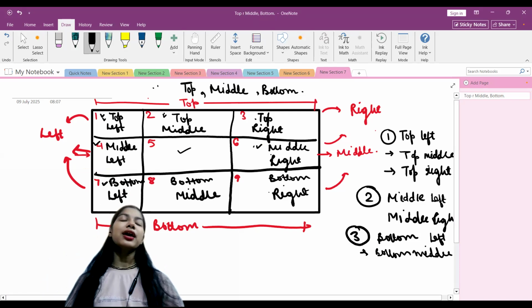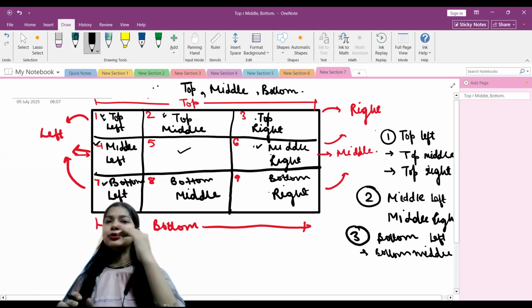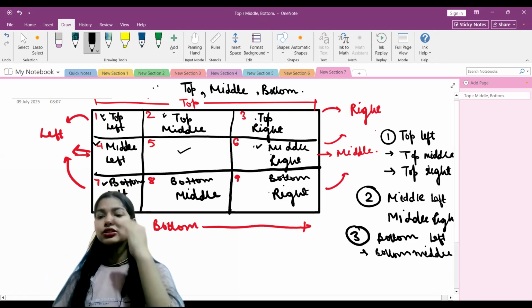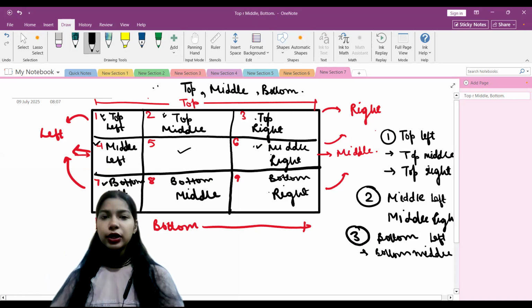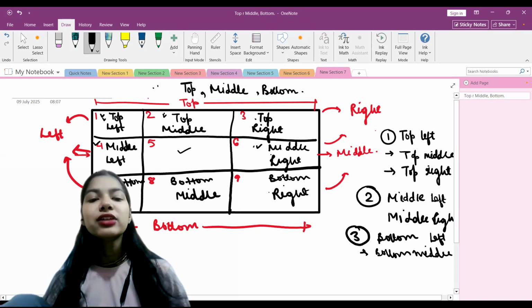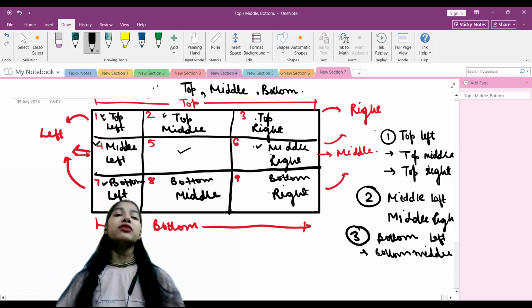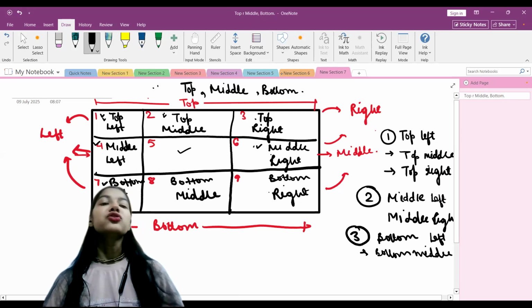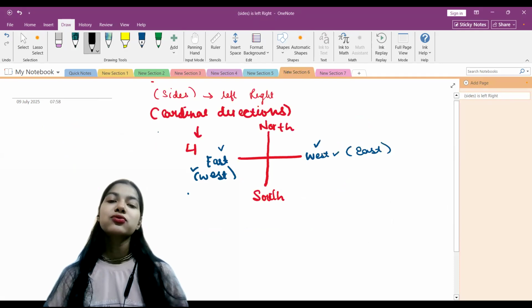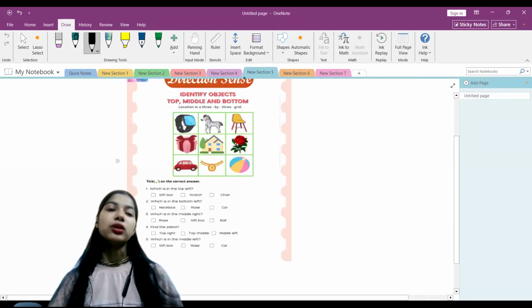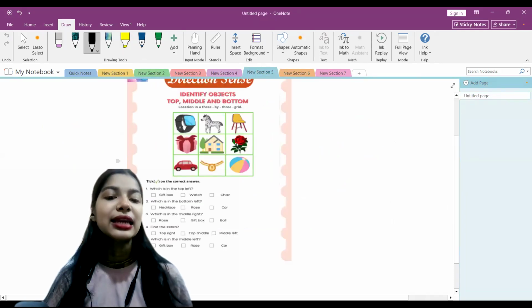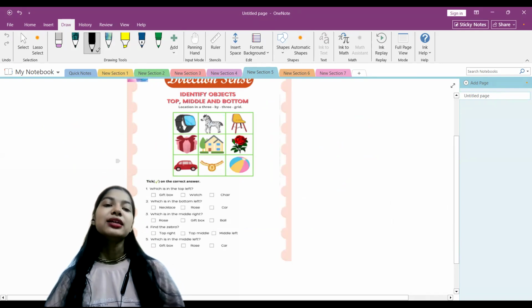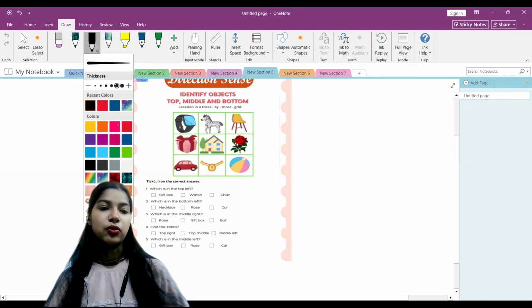So till now we have learned about all the top, middle, and bottom. What is top, what is middle, what is bottom. And now we have learned about each and every box inside of the grid as well. So on the basis of this, let's do one worksheet on the top, middle, and bottom, finding the objects. You have to identify the objects on the basis of it.